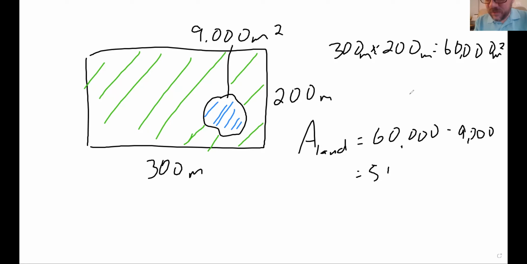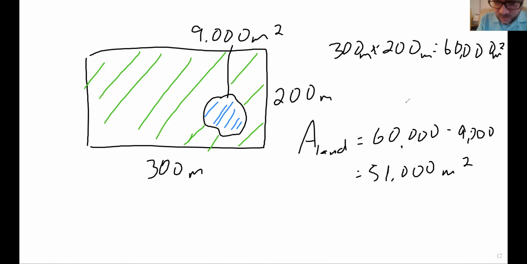Which is 51,000 meters squared. So that is out of a total possible landing area of 60,000, right? Because the whole thing's 60,000. And she wants to land on 51,000 square meters out of the 60,000. So she's probably in luck, but not necessarily, right?